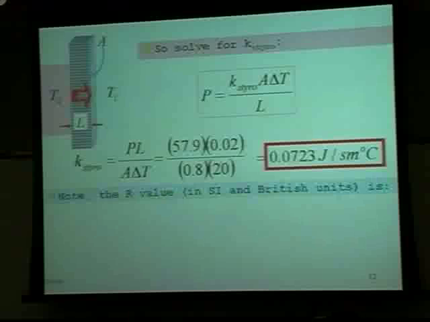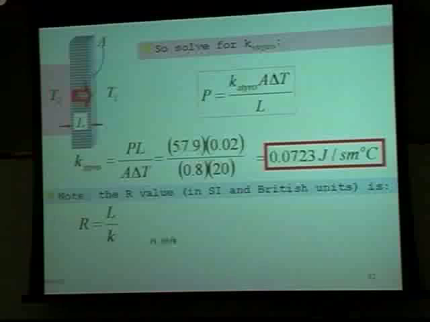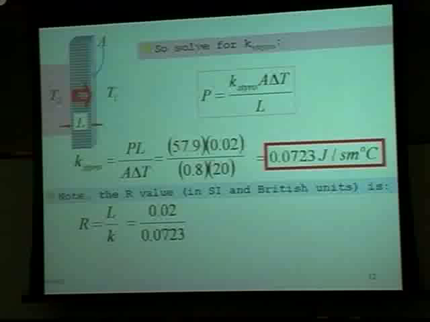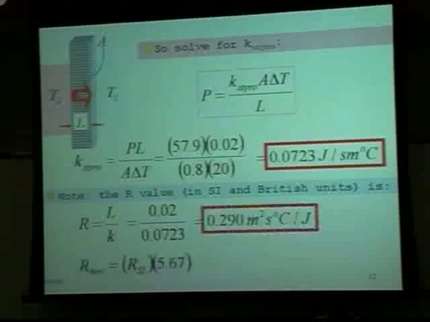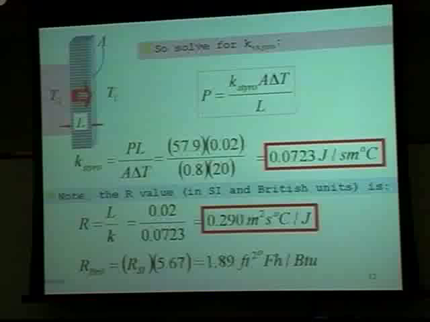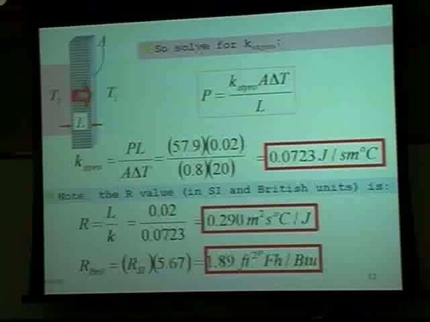If I were to calculate the R value for this material in SI and British units, figure out the SI units first. R value is the length divided by thermal conductivity. This was 2 centimeters, 0.02 meters, divided by 0.0723. Gives us an R value in SI units of 0.290. Then I multiply this by 5.67 to get the R value in British units: 1.89 feet squared degrees Fahrenheit hours per BTU.